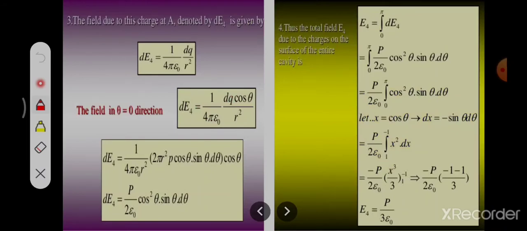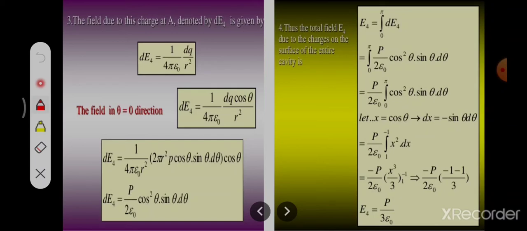The field due to this charge at capital A is denoted by dE4, and it is given by dE4 is equal to 1 by 4 pi epsilon naught into dq whole divided by r square. The field in theta equal to 0 direction, dE4 is equal to 1 by 4 pi epsilon naught into dq cos theta whole divided by r square. dE4 is equal to 1 by 4 pi epsilon naught into r square into 2 pi r square P cos theta sin theta d theta into cos theta. From this, dE4 is equal to P whole divided by 2 epsilon naught into cos square theta into sin theta into d theta.